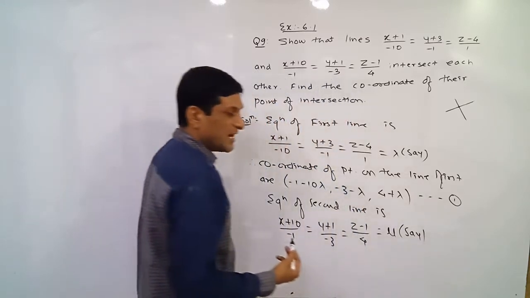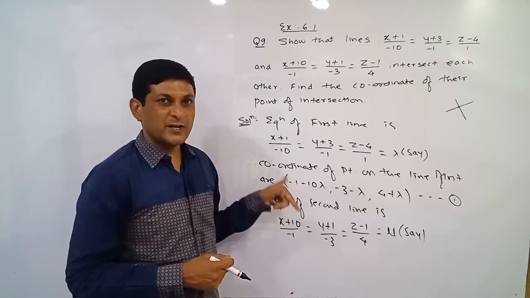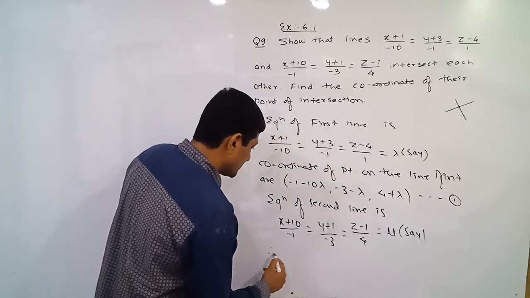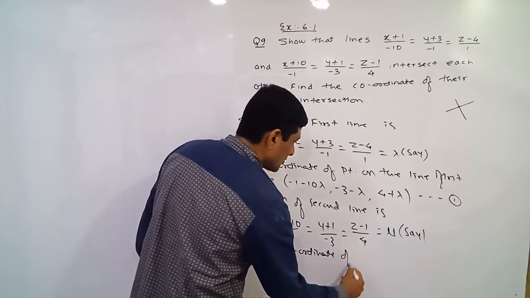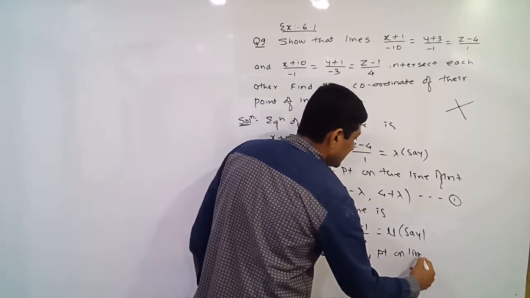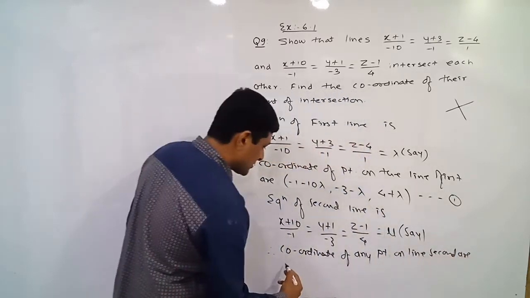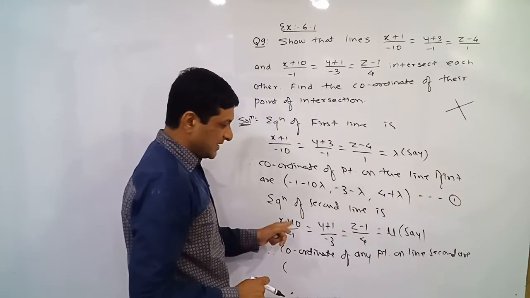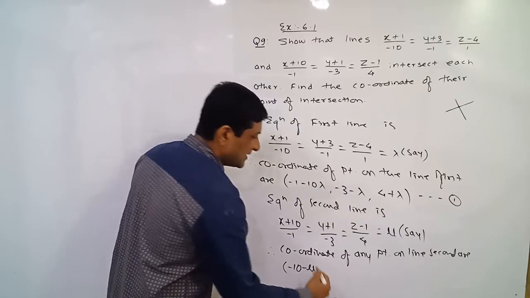Now we find the coordinates using the same method. Here we have got the coordinates of any point on the first line. Now we find the coordinates of any point on the second line. So let us find the x coordinate. Minus 1 into mu is minus mu, and plus 10 on this side becomes minus 10, means minus 10 minus mu will be the x coordinate.